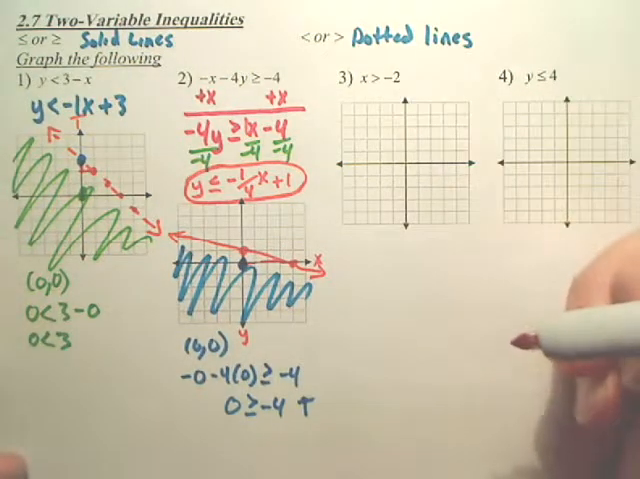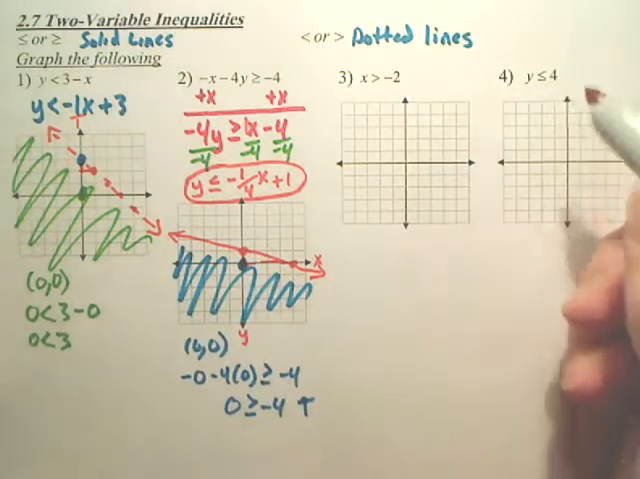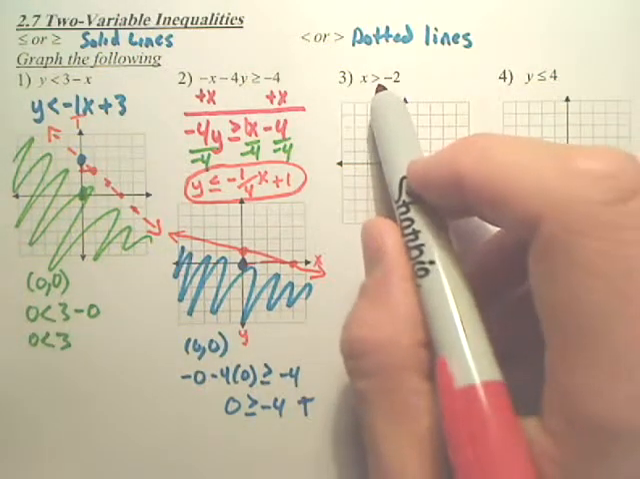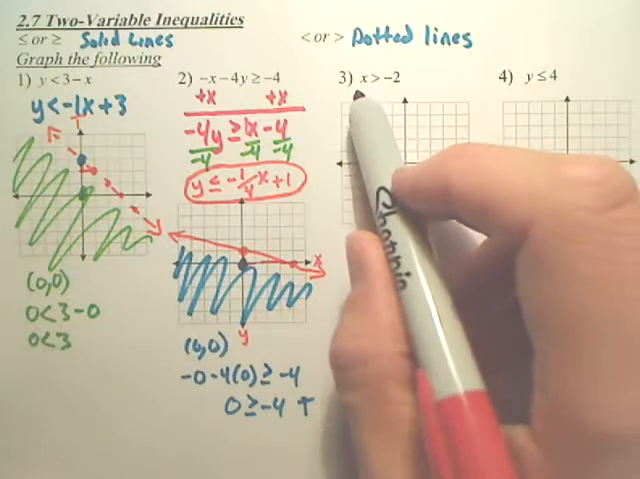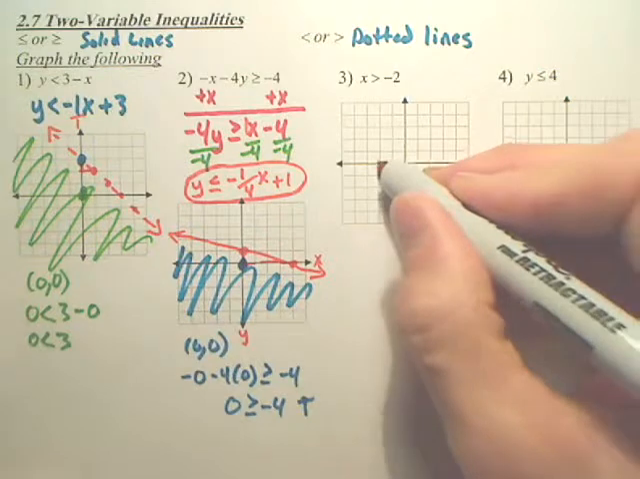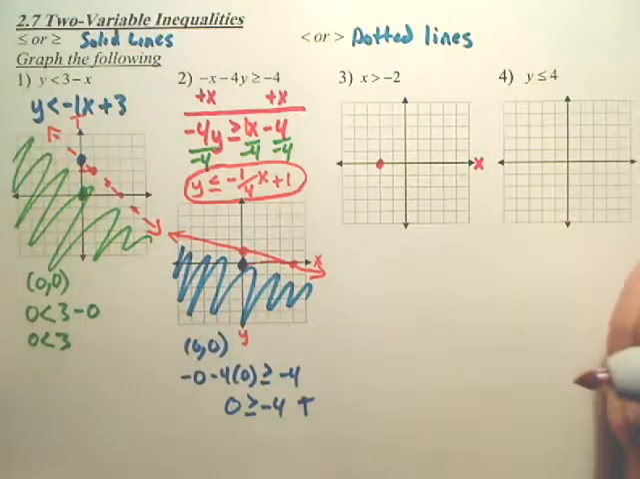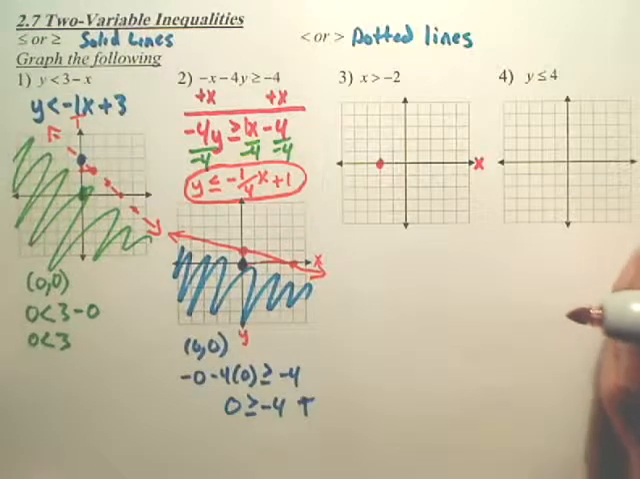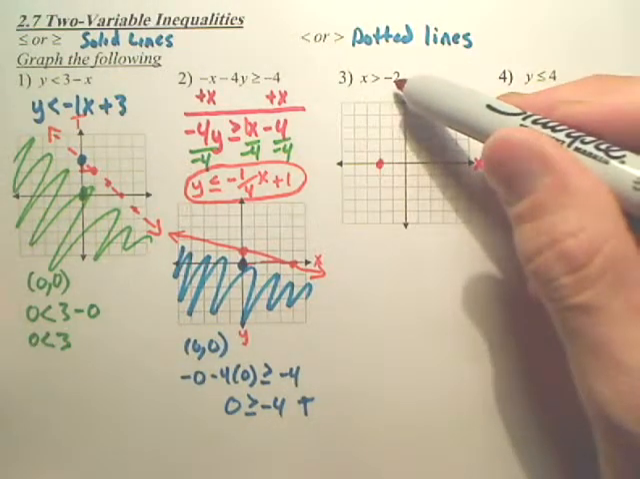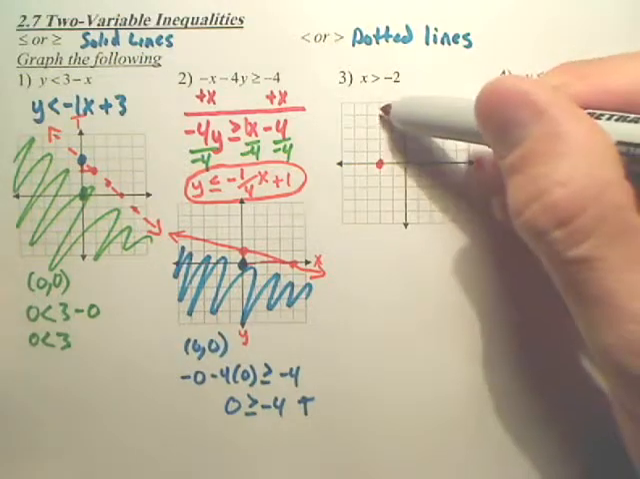Number 3. One of those different kind of graphs. First of all, we need to make the line. Think of this as an equal sign to start with. X equals negative 2. So you go on the x-axis, and you put a dot at negative 2. Now, is that going to be a vertical or horizontal line? Well, you have to think, okay, where is x always negative 2? Well, it's going to be right here.